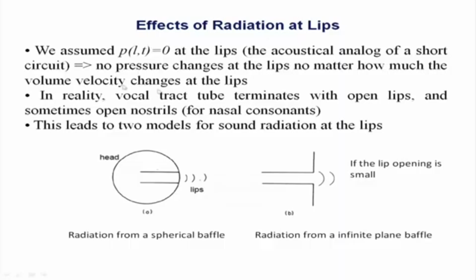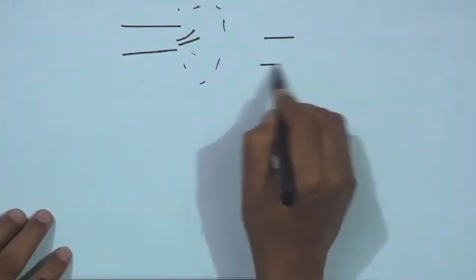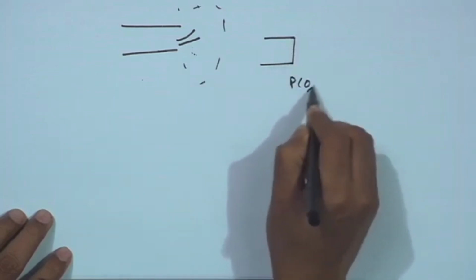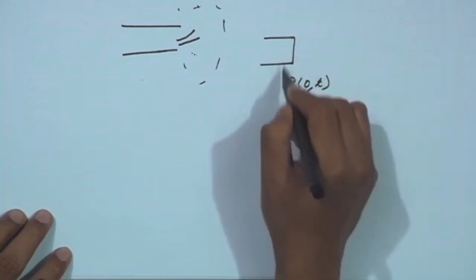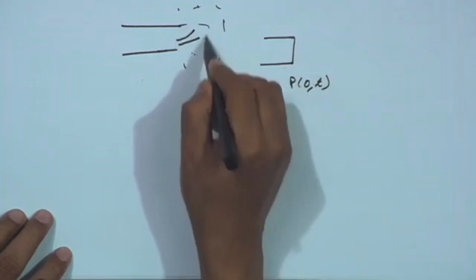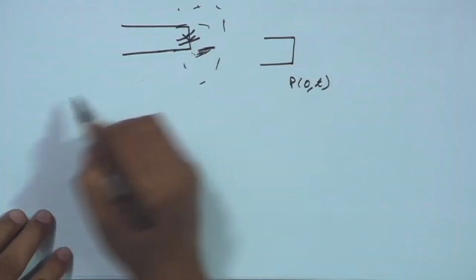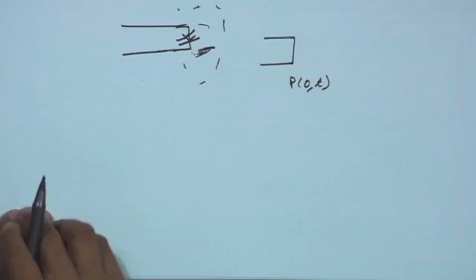Now, we have assumed that P_L(t) is equal to 0 at the lip. We assumed the acoustical analog is a short circuit at the output when you couple this transmission line. P_L(t) equal to 0 means the voltage is 0, so the output is short circuit. There is no acoustic load, the load is 0. It is the ideal condition, but it may not be the real one. So, what will be the effect of the air load on the lip, or the radiation effect on the acoustic wave transmission?